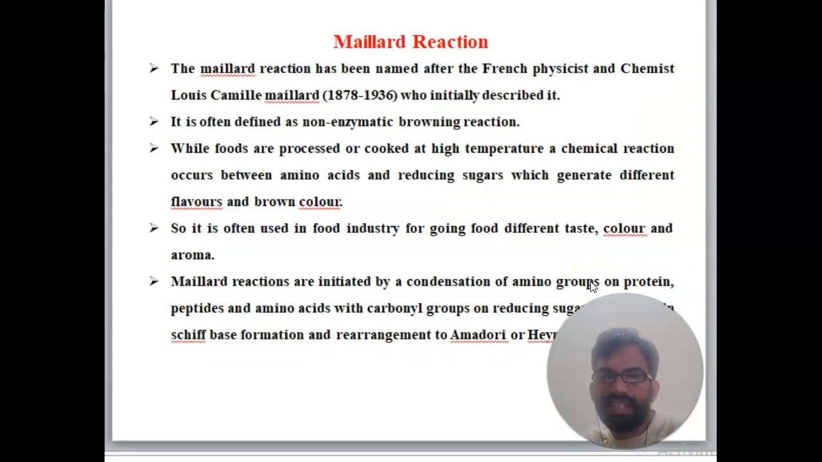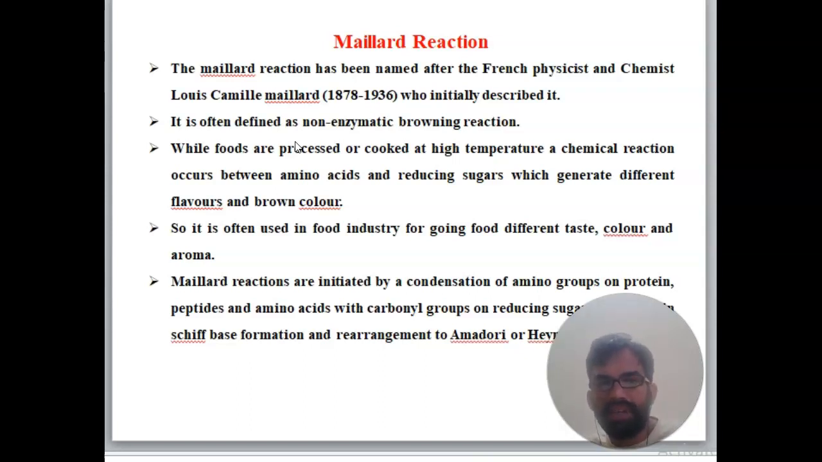Now we can see what Maillard reactions are. The Maillard reaction was named after the French physician and chemist Louis Camille Maillard, 1878 to 1936, who originally described it, and it is often defined as the non-enzymatic browning reaction. So one of the important points is that the Maillard reaction is one of the non-enzymatic browning reactions.